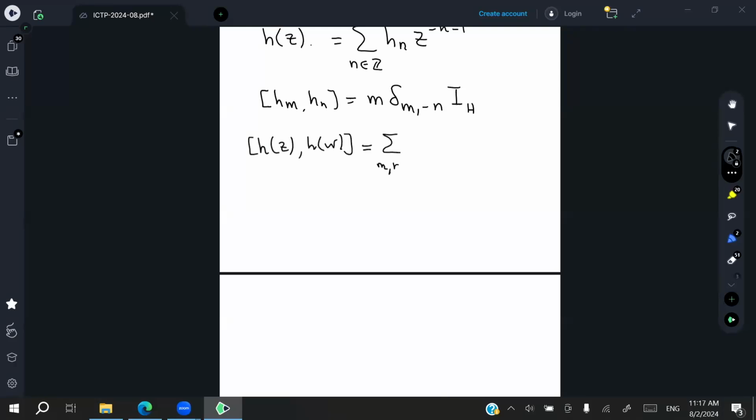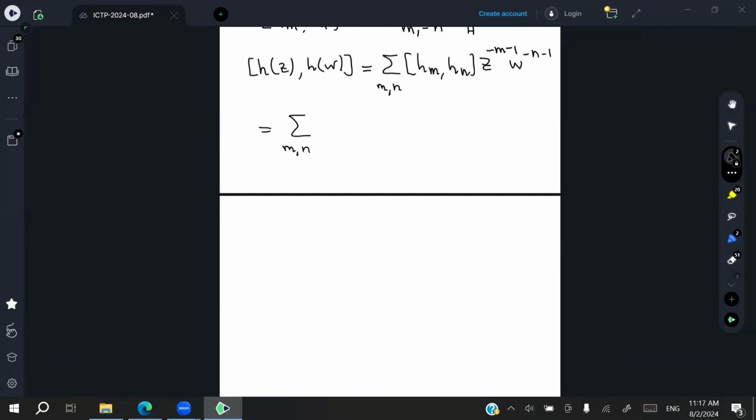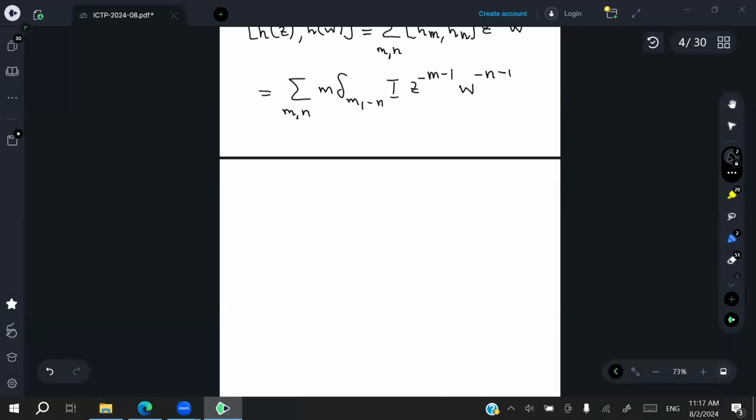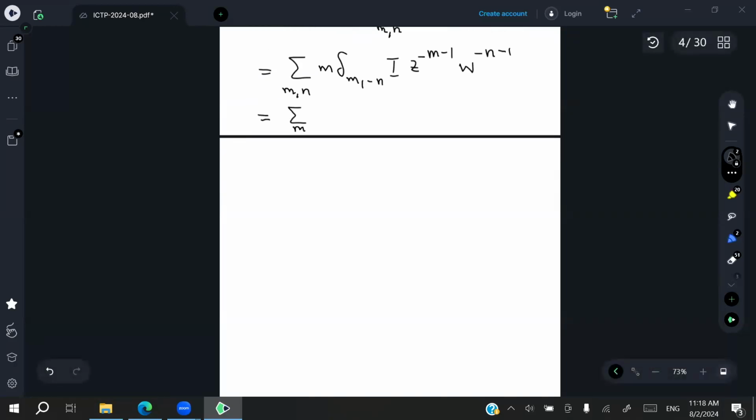There's now some sum of h_n, and a delta. So really this reduces to a sum on one of these variables. So I'll write this as a sum on m, like that, okay?